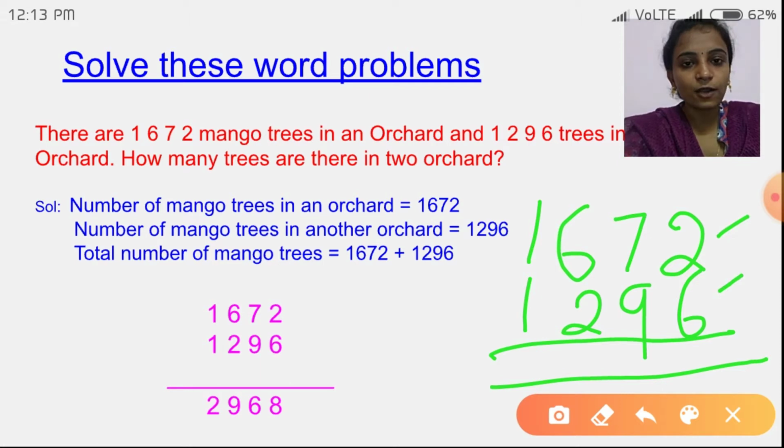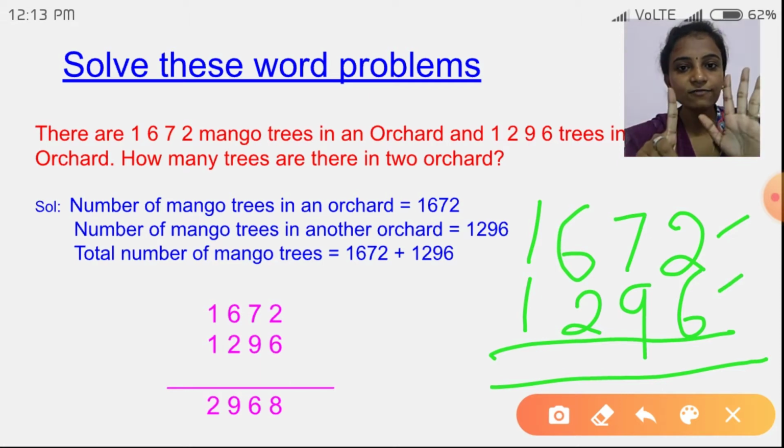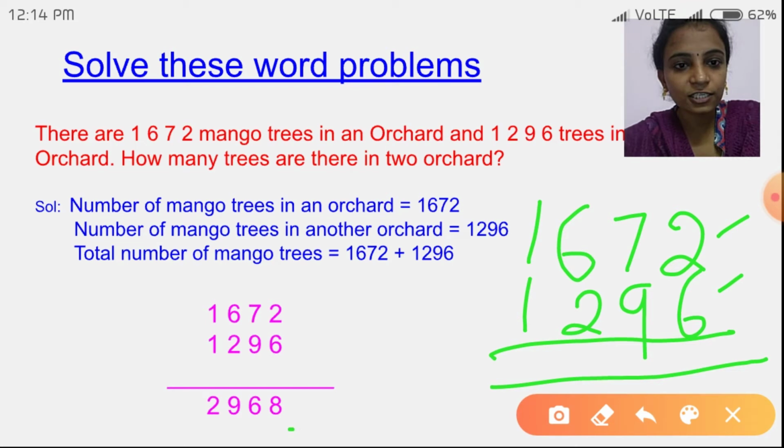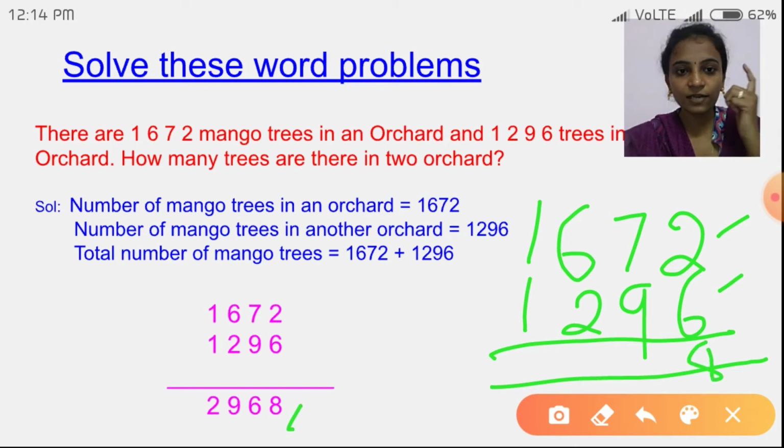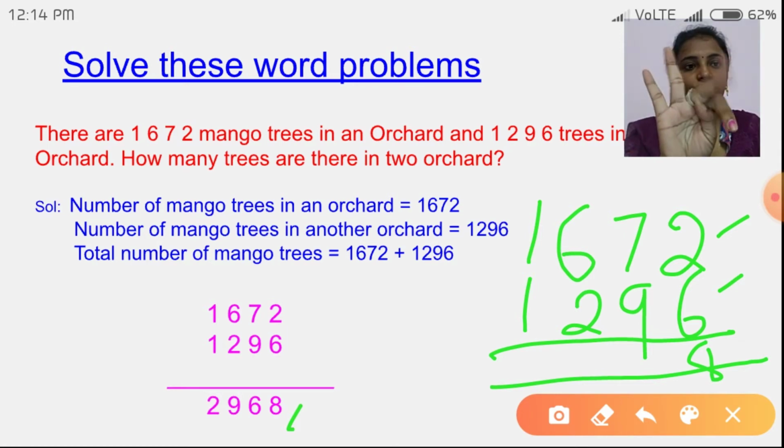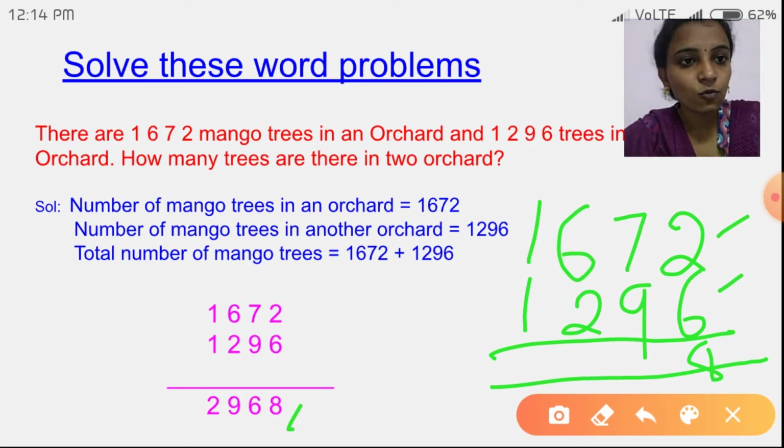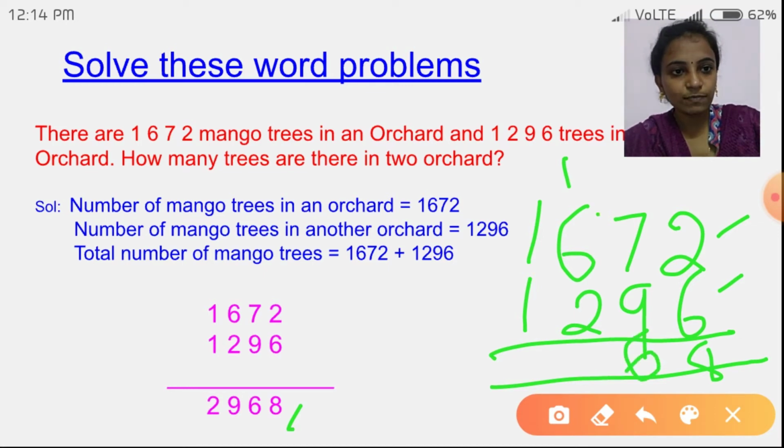2 plus 6, how much? Keep 2 in mind, take 6 fingers: after 2, 3, 4, 5, 6, 7, 8. Right? So 8 in the ones place. Now 7 plus 9. Keep 7 in mind, take 9 fingers: after 7, 8, 9, 10, 11, 12, 13, 14, 15, 16. So 1 carry over here, 6 here. So 6 plus 1 is 7. 7 plus 2 is? Yes, 9.